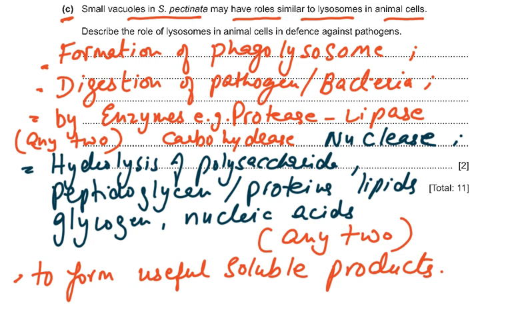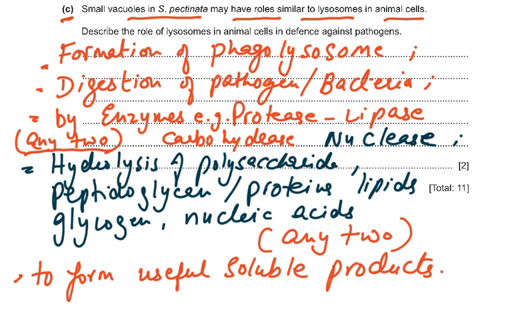Then, how does the digestion take place? By enzymes. And you have to mention any two, either protease, lipase, carbohydrase, and nuclease. Because you see, what is the bacteria made of? It's a cell wall made of peptidoglycan. Cell membrane is a phospholipid bilayer. The cytoplasm contains many proteins which are enzymes. So all that needs to be digested.